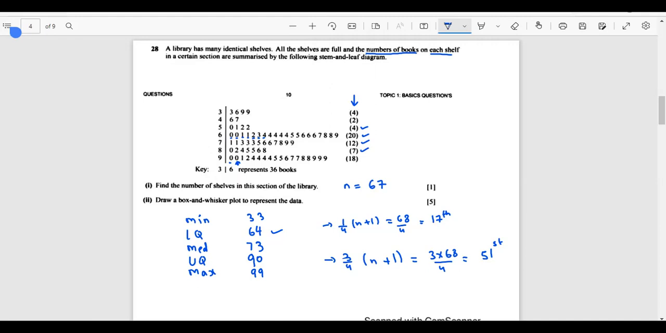You need to make the box and whisker plot. Okay. So for making an appropriate diagram, I would be shifting to my whiteboard. So I'll stop sharing this. I'll write down everything there and let's do it there.